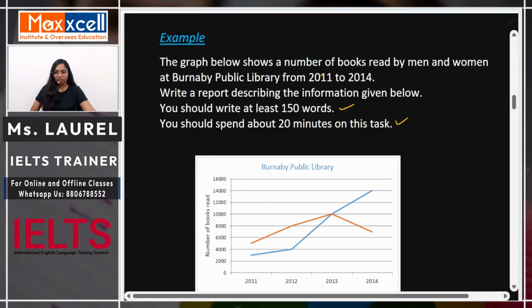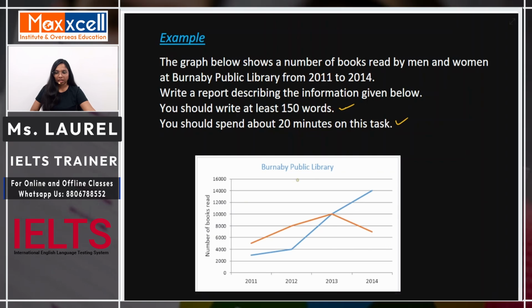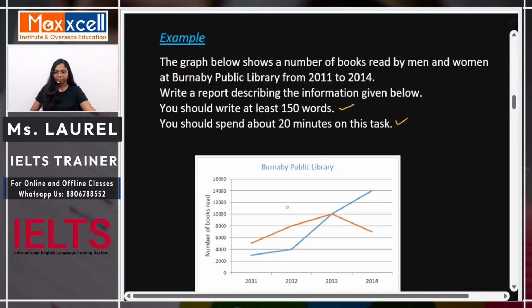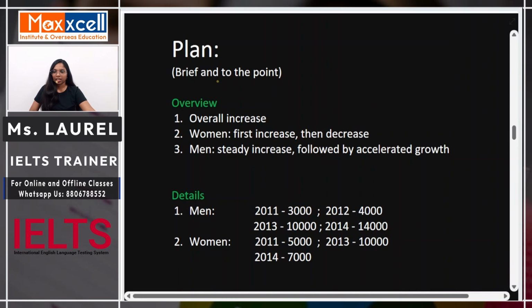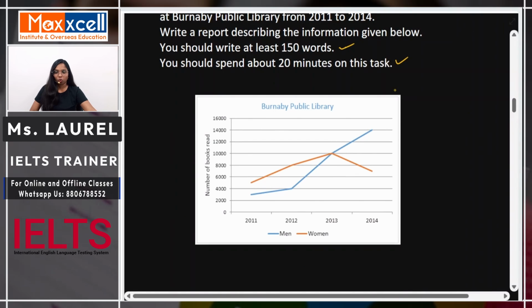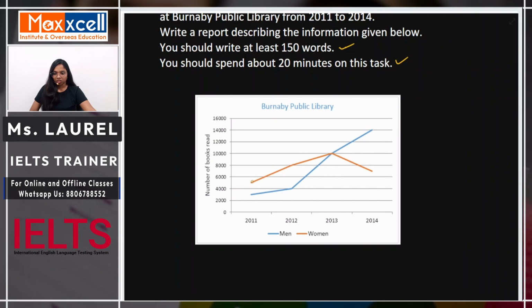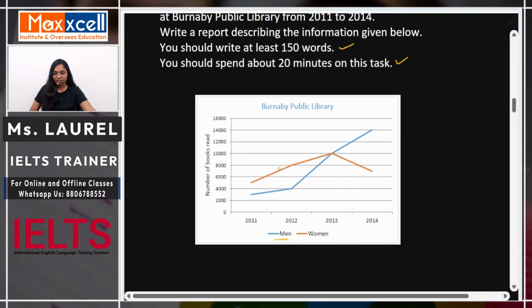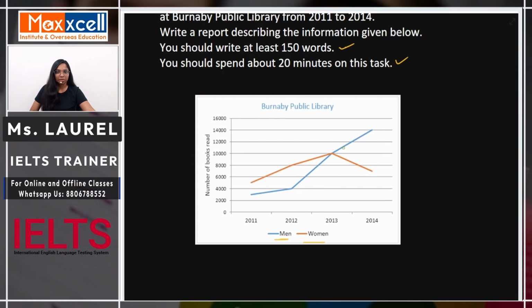Now coming to the graph. Okay, so this is the complete graph. Here you can see number of books read, and here is the timeline. Now let us plan this report, and by looking at the graph here we can see, first we need to identify what are the main trends. Now for the overview we need to identify what are the main trends, and here we can see that there are two lines. The blue line signifies the men and the orange one is for the women, and we see that these lines show some level of growth.